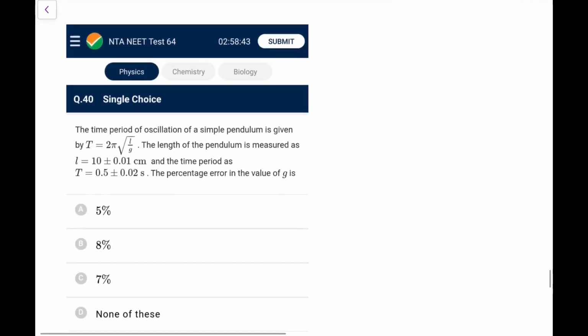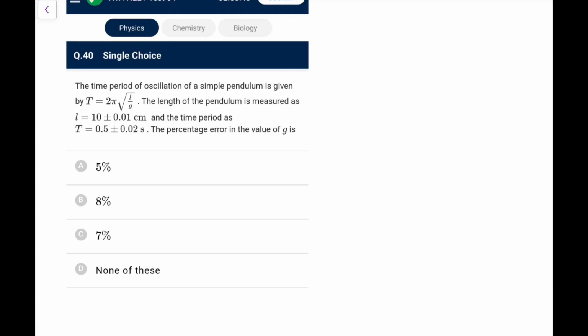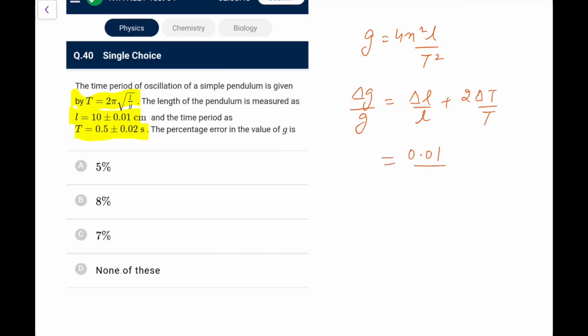Good question. Next, the time period of oscillation of a simple pendulum is this, length of pendulum is this, time period is this, find the percentage error. This is the question for error. So we know g is 4 pi square L by T square. So from error analysis, delta g by g would be delta L by L plus 2 times delta T by T. Substituting, delta L is 0.01 upon 10 into 100%, directly in percentage, and 2 delta T, 0.02 by 0.5 into 100.